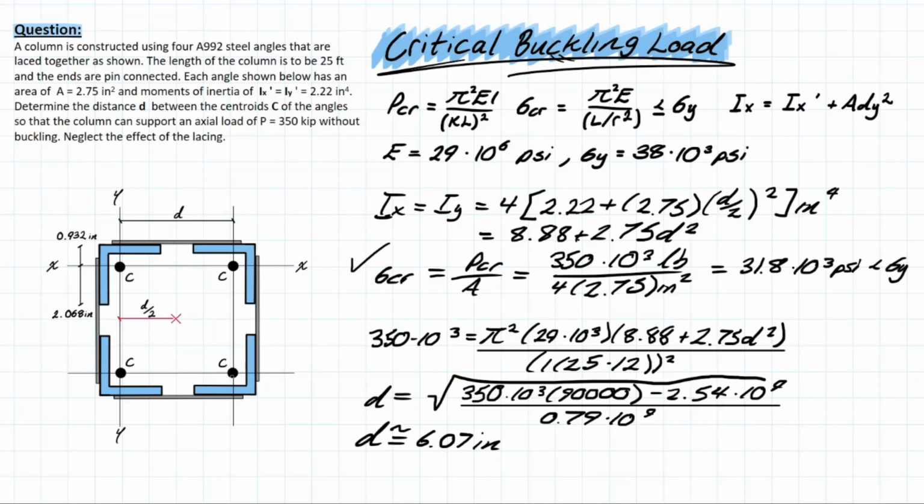And just as another check for this formula, we already have the d value, but let's make sure we have enough length on this leg in order to put a lacing member between them. So in order to ensure that, we need to make sure that this value is greater than 2 times the length of the distance of the legs between the centroids. So we have 2 times 2.068, and that is equal to 4.136 inches, which is less than 6.07 inches, meaning that you would have about a 2-inch gap between the ends of each of these legs.